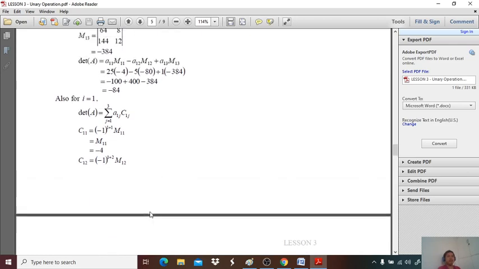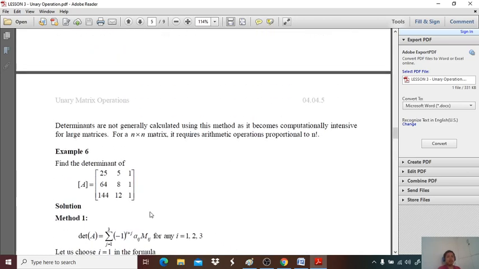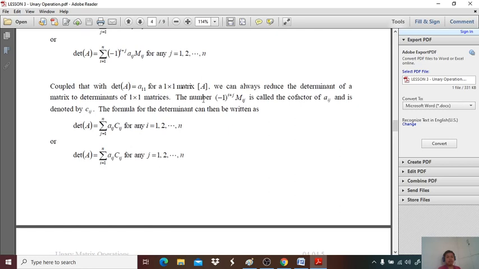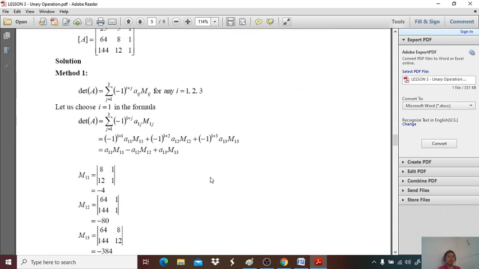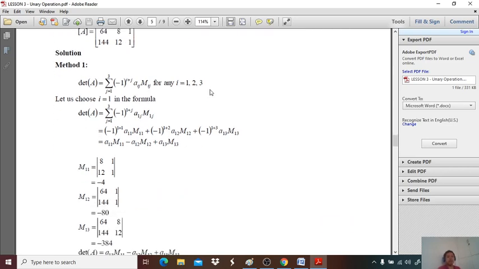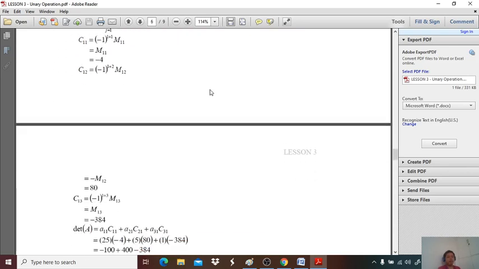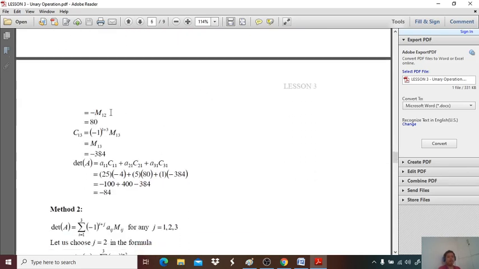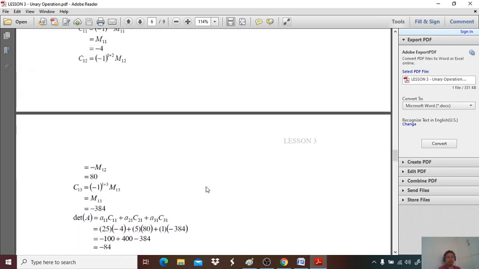So cofactor is just equivalent to this. For the cofactor, the sign pattern is positive, negative, positive, then negative, positive, negative, then positive, negative, positive. So that is the sign of the cofactor. Okay, so this is for cofactor expansion.